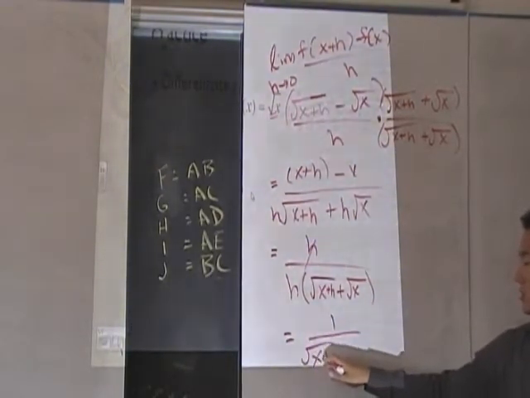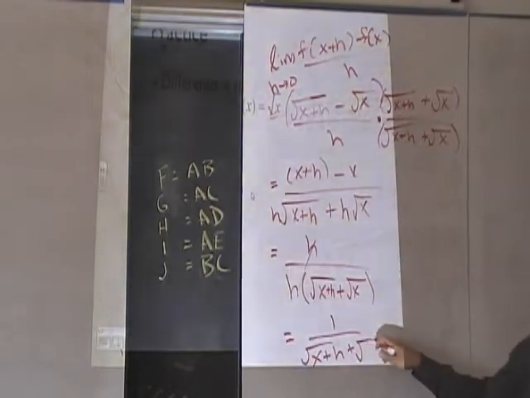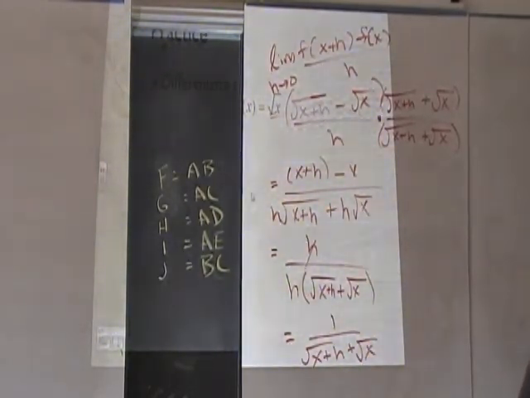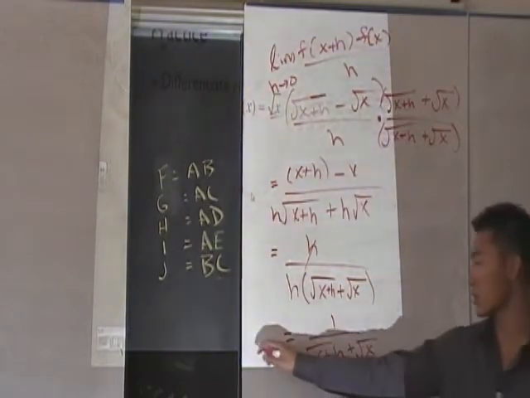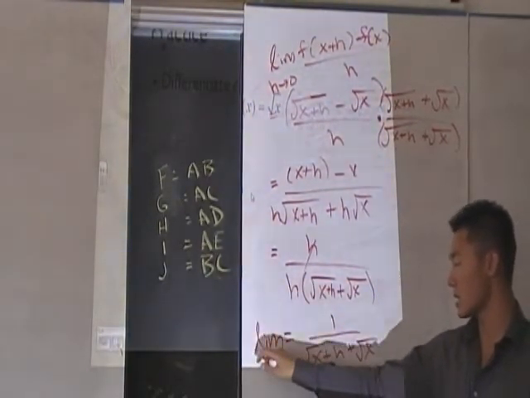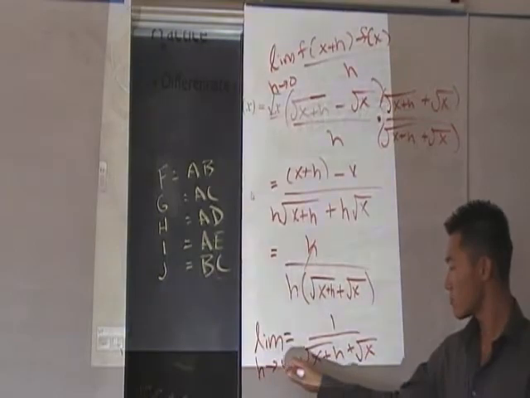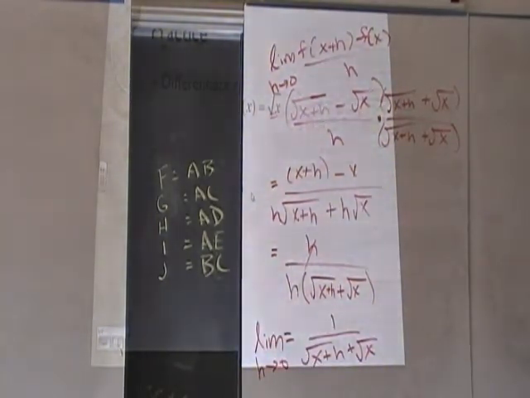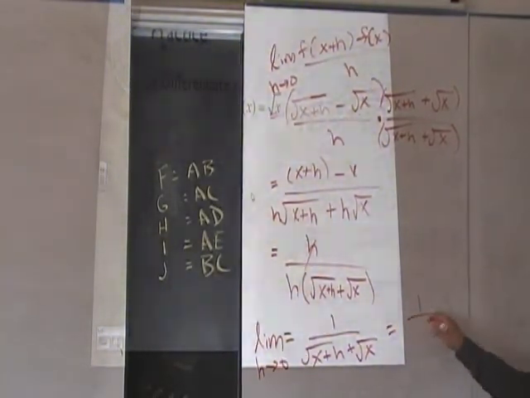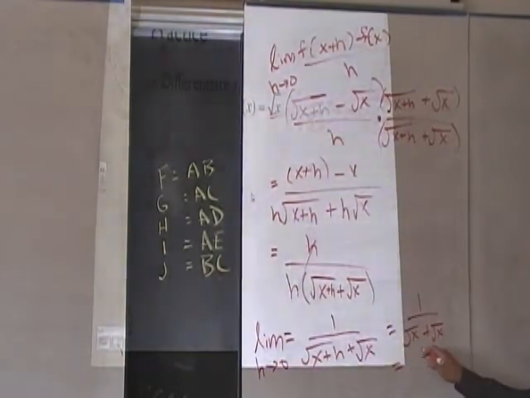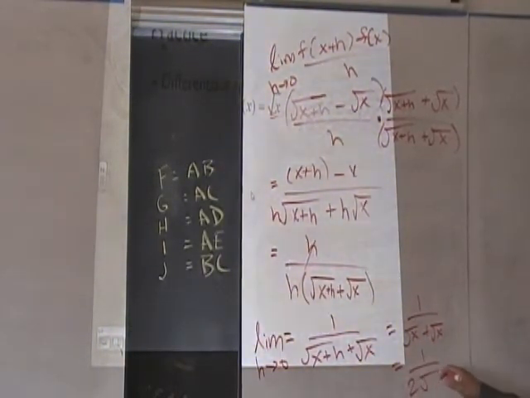Now you can plug 0 in for h, because remember, it's still a limit, right? I'm just not writing it each time. And then you get 1 over square root of x plus square root of x, which is 1 over 2 square root of x. Which is how I got that.